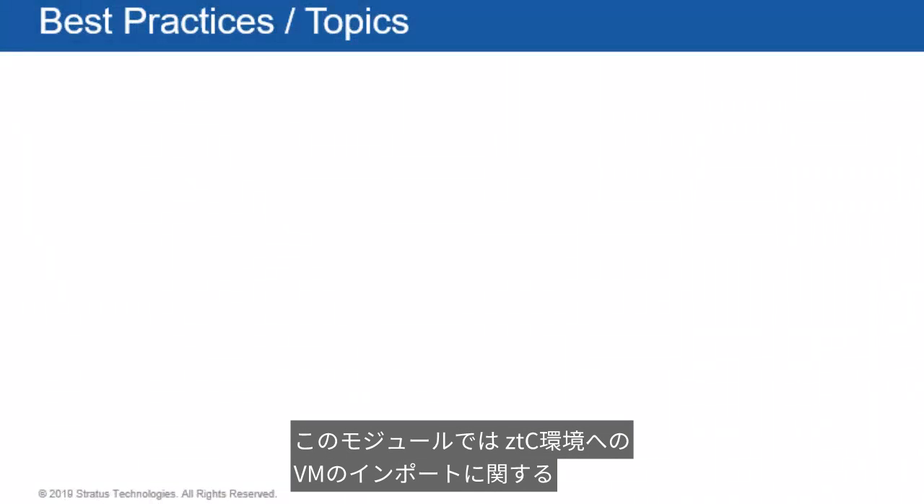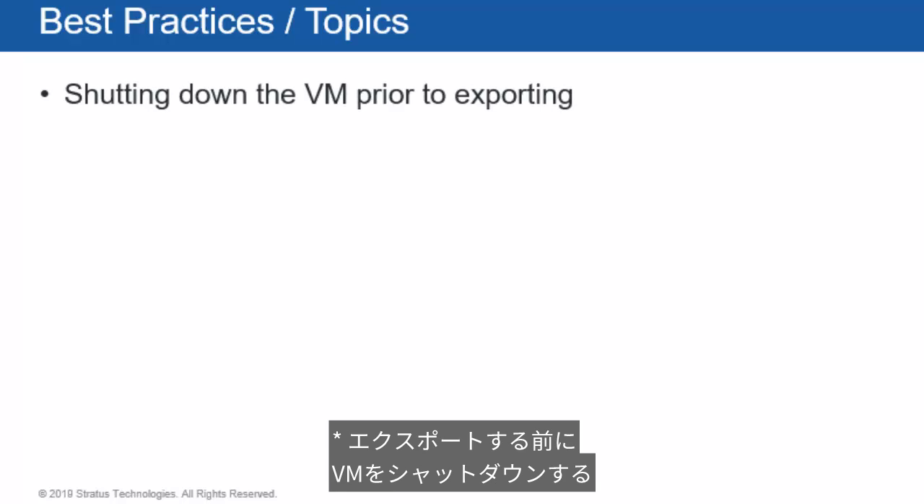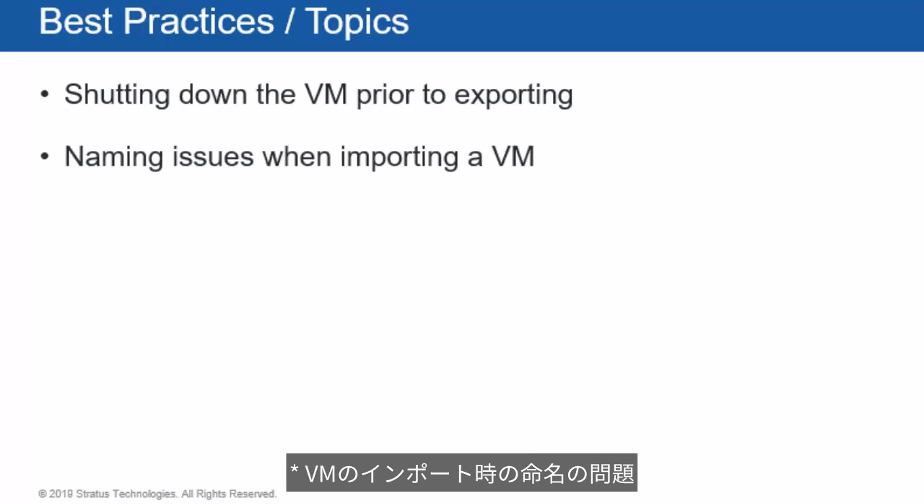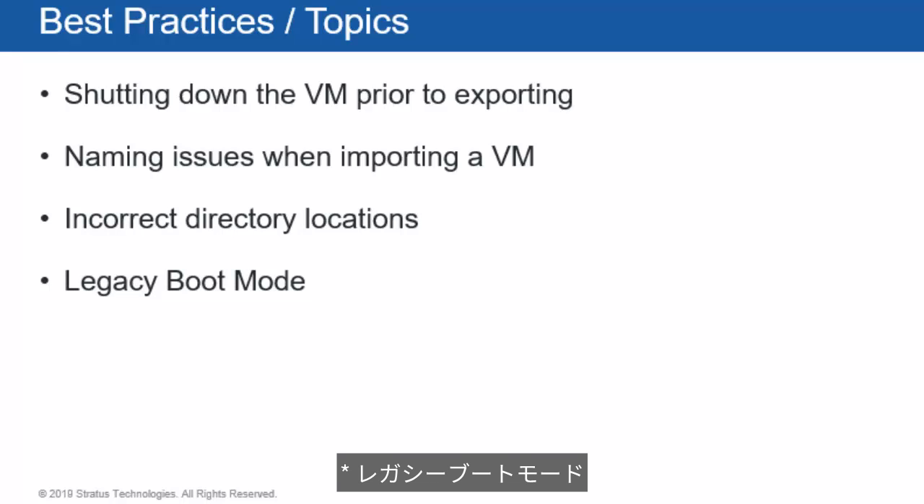In this module, we will look at the following best practices and topics regarding importing VMs into your ZTC environment. Shutting down the VM prior to exporting. Naming issues when importing a VM. Incorrect directory locations. And legacy boot mode.